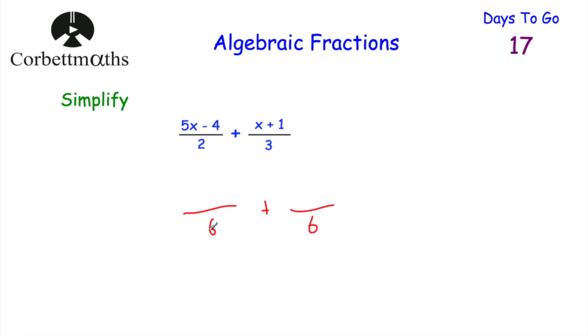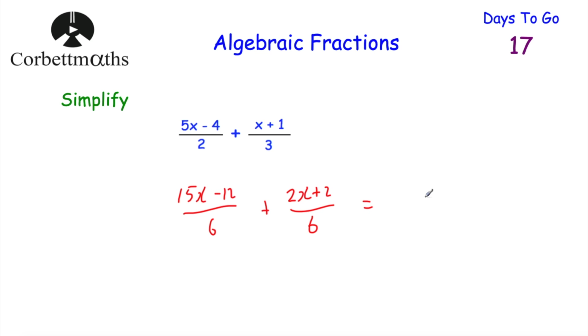To get from 2 to 6, we multiply by 3, so let's multiply the numerator by 3. So multiplying both of these by 3 would give us 5x times 3 is 15x, and minus 4 times 3 would be minus 12. Now in terms of this fraction, to get from 3 to 6, we times by 2 or double it, so let's double or multiply by 2 the numerator, that would be 2x plus 2. So now we've got two fractions with a common denominator.